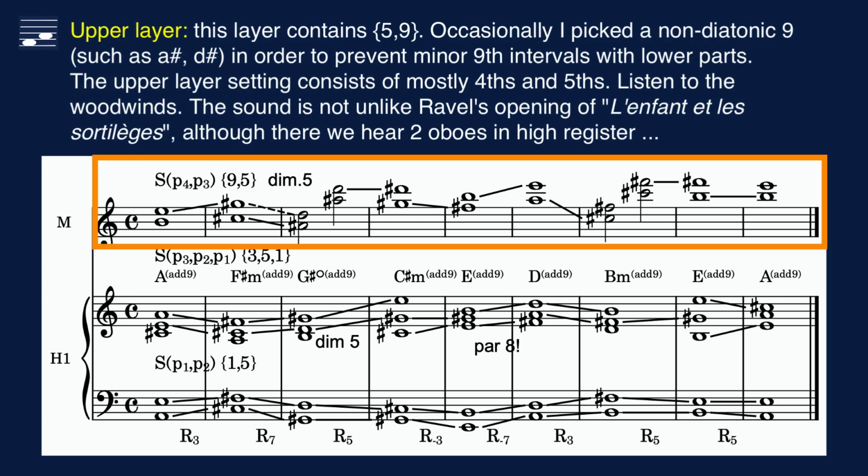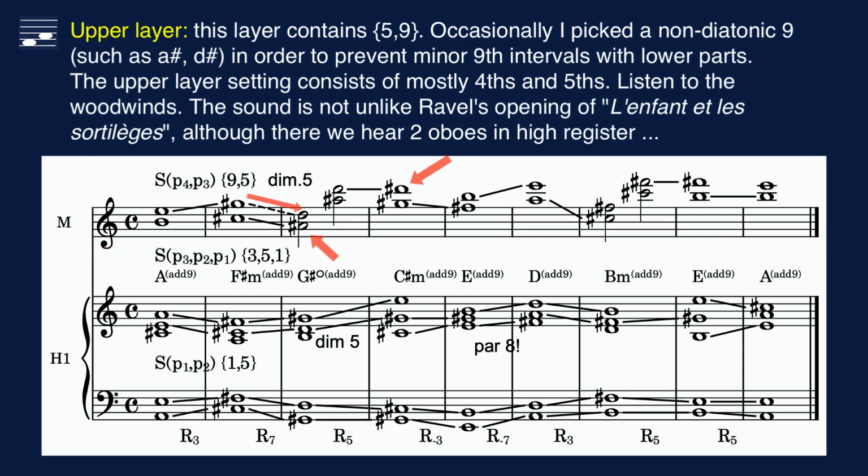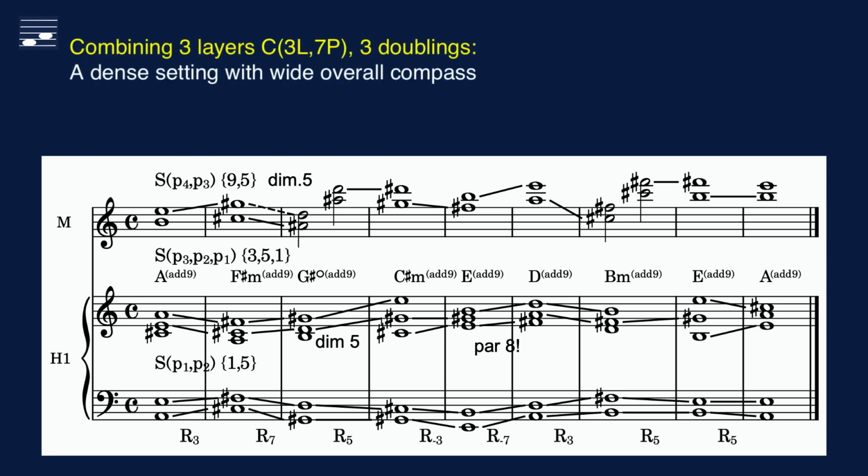In the upper layer we find chordal functions 5 and 9, yielding mostly intervals of the 4th and 5th. Occasionally I picked a non-diatonic 9th, in order to prevent highly dissonant minor 9th intervals with the lower layers. The woodwind sound here reminds of the opening of Ravel's L'Enfant et les Sortilèges. Here is the combination of the 3-layer 7-part Diatonic Strata Harmony, a dense setting with wide compass.